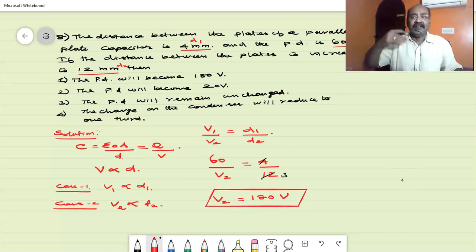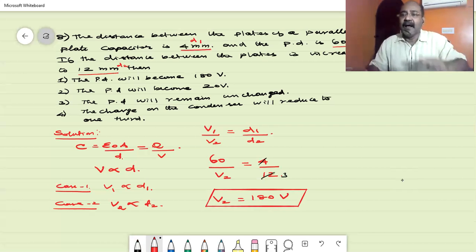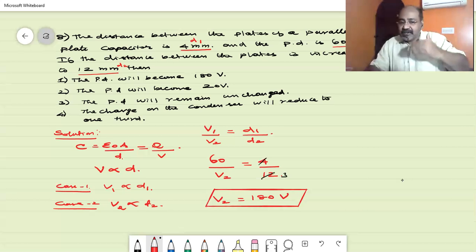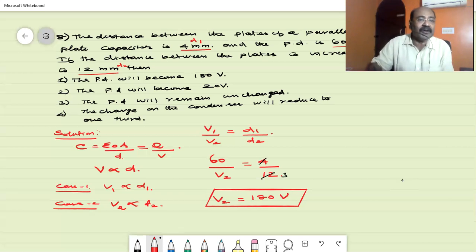That is when the distance is increased from 4 millimeter to 12 millimeter, then the potential difference increases. How much it has been increased to? It has been increased from 60 volt to 180 volt. So the first option itself is the correct option. So I can write the answer is option number 1.